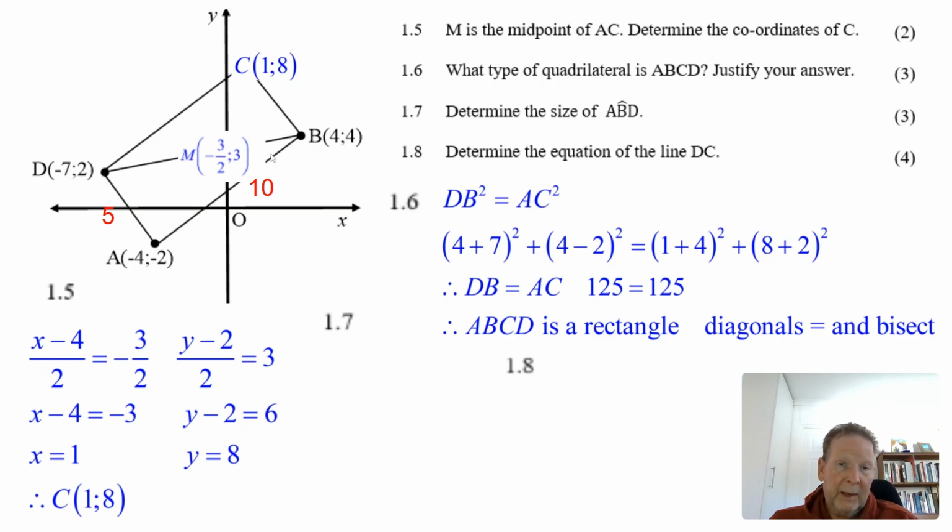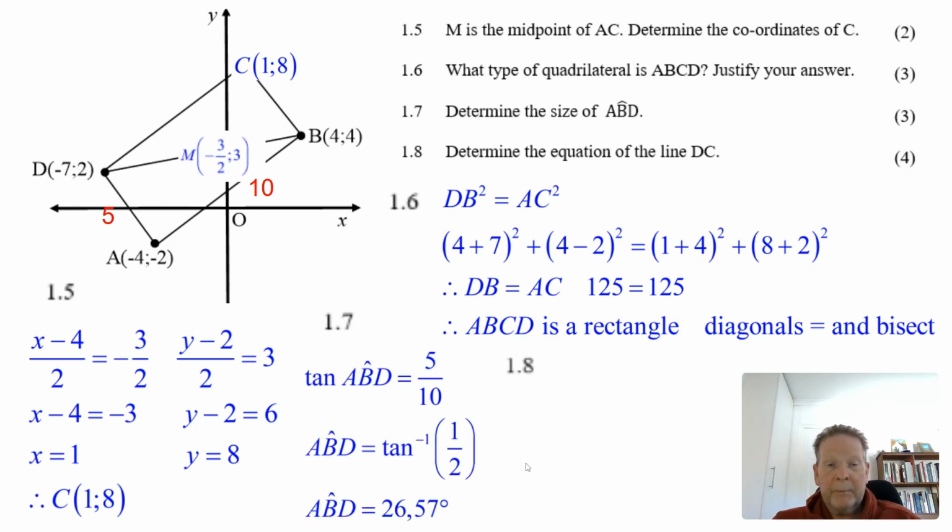Then the tangent of that angle, ABD, it must be opposite over adjacent. And that's all we do. We go, the tangent is 5 over 10. We go shift tan of 5 over 10, or half, and we get our answer, 26.57 degrees. All done. Now it says determine the equation of the line.